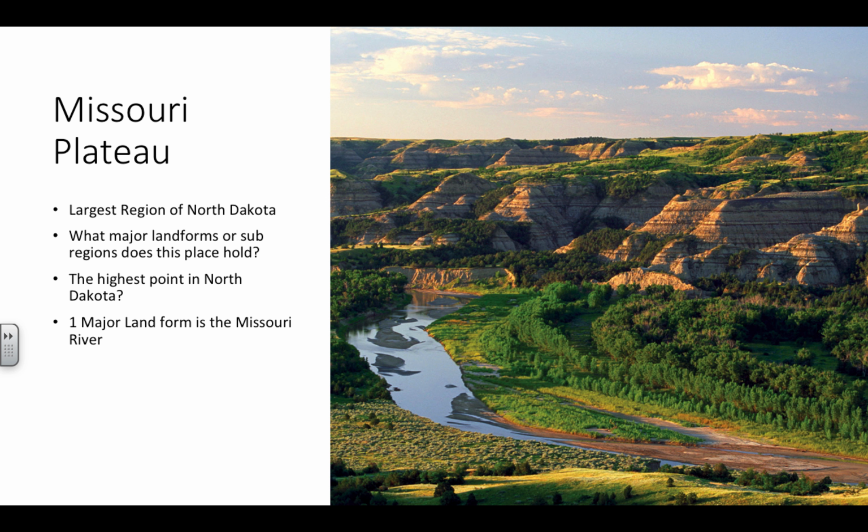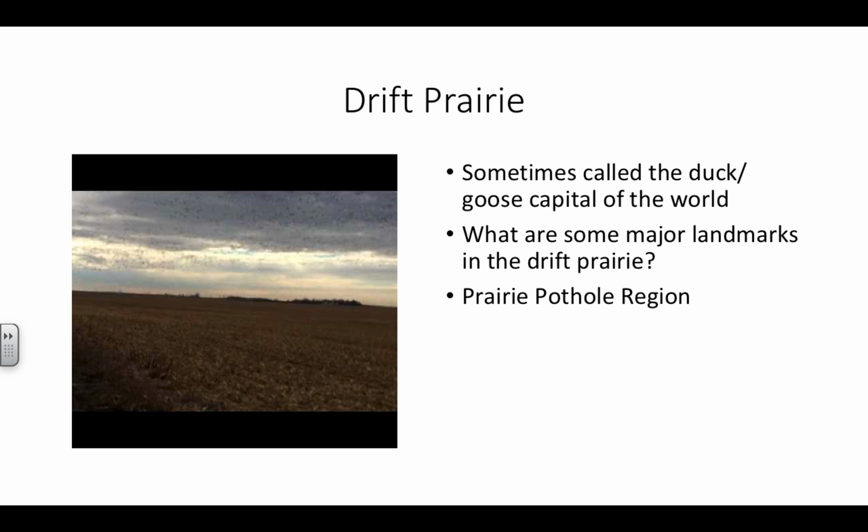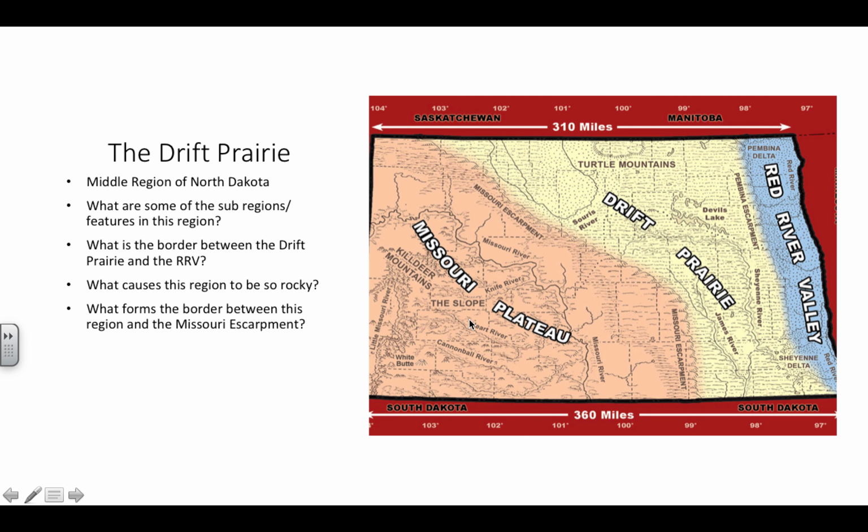So it talks about subregions and major landforms in this area. You can see it has many rivers. And it has right here, if you'll notice, something called White Butte. And what White Butte is, it's the highest point in North Dakota. It's approximately, I think, 3,200 feet high. You might want to look that up and confirm it. That's just off the top of my head.